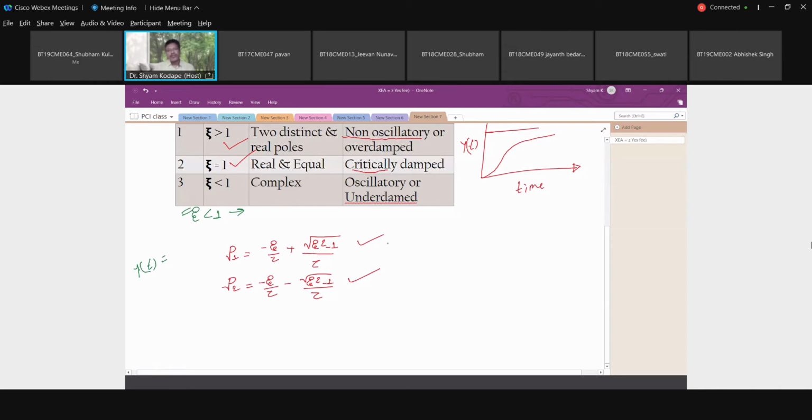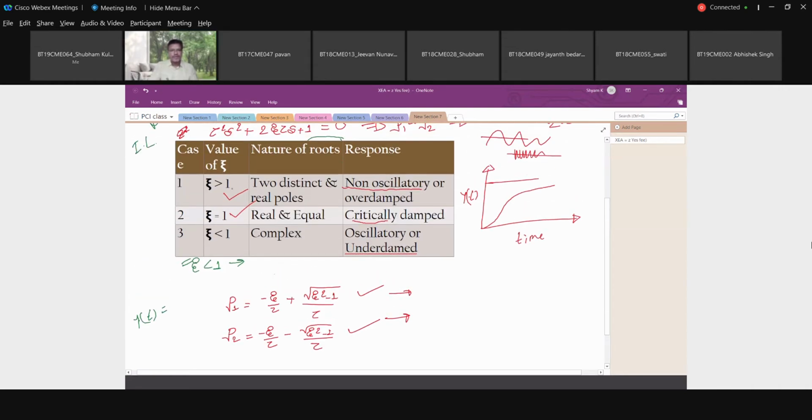Based on that we can characterize it. When xi is greater than 1, whatever roots you get will be two distinct and real poles. That time the response will be non-oscillatory, and this response is called an overdamped response. Similarly, if xi is equal to 1, you will get real and equal roots, and the response is called critically damped.